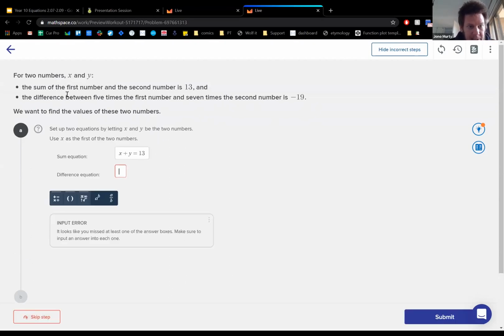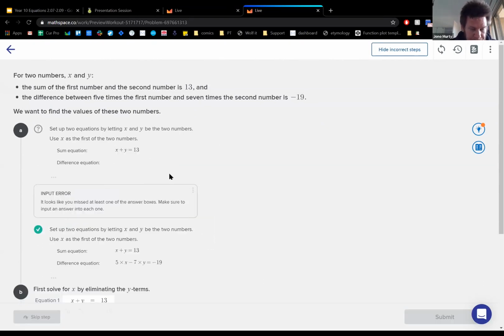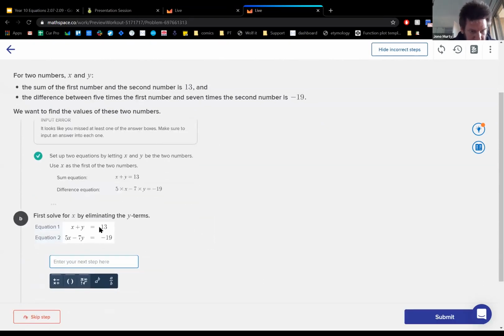Oops, got to do this one. The difference between 5 times the first number and 7 times the second number is minus 19. So we have these two equations now. Let's rearrange for y this time. Y is 13 minus x.